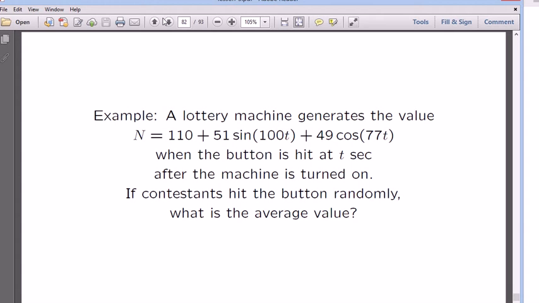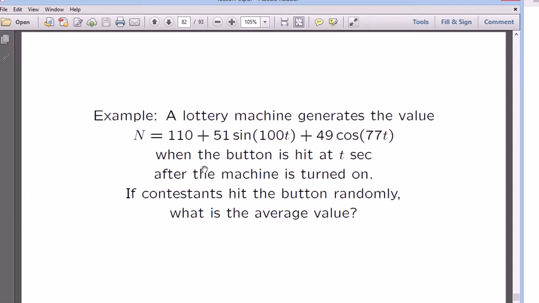So here's one example. Suppose there is an electronic lottery machine that generates numbers using this formula. If you turn it on, and at some point after you turn it on you hit the button, and that was 5 seconds after the machine was turned on, it generates 110 plus 51 times the sine of 5 times 500 radian plus 49 cosine of 77 times 5 radian. Whatever the number is, it spits out the number. The next person, some interval of time later, hits the button, it's going to generate a different number, and so on.